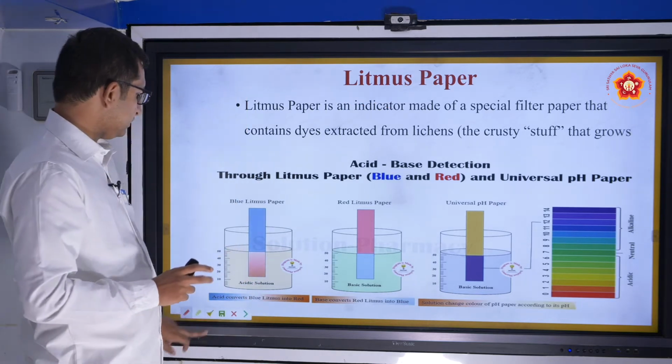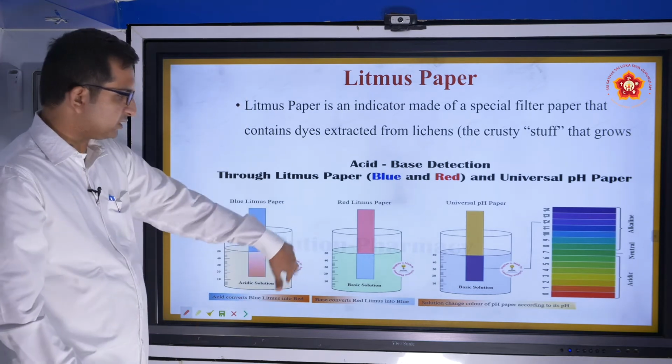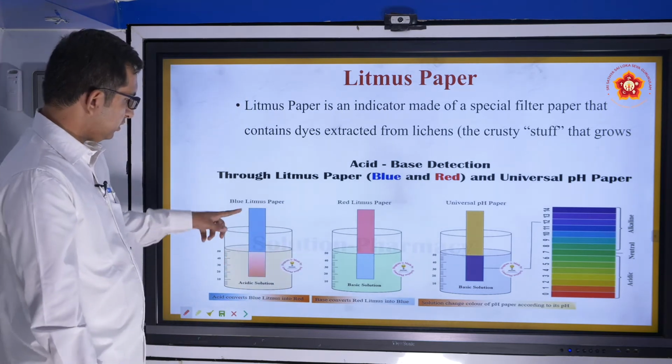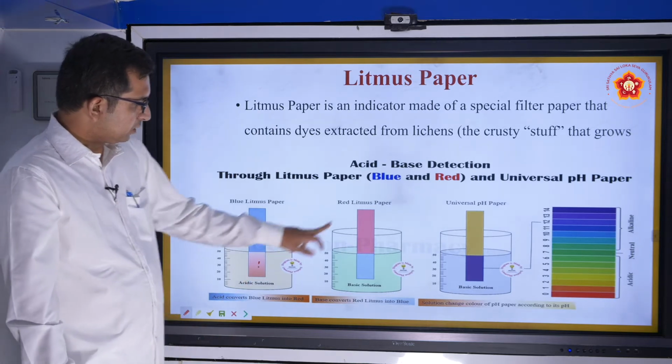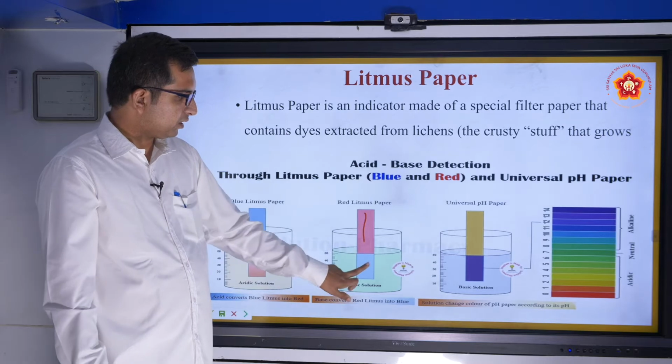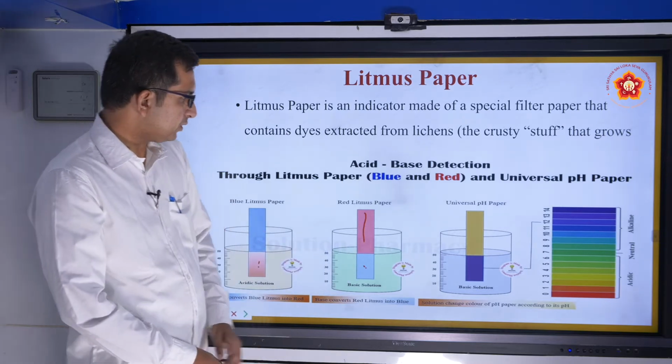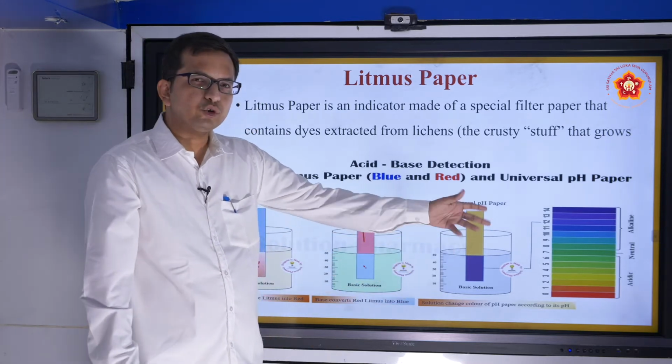So this is how we see with the support of litmus paper. You can see a nice diagrammatic view here where they introduced a blue paper here, and it turned red. They introduced a red paper here, and it turned blue. Similarly here also. So you have this universal pH paper.